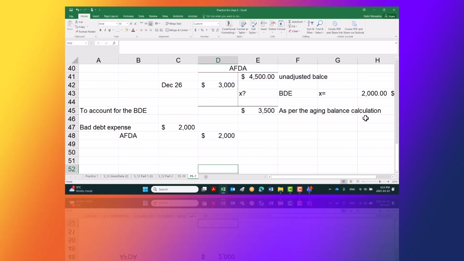So 61,000 minus $3,500. The net amount of the receivable is the difference, which means 57,500. So this is what you have to keep in mind, that the calculation given by the aged balance is to calculate the provision, the allowance for doubtful account.